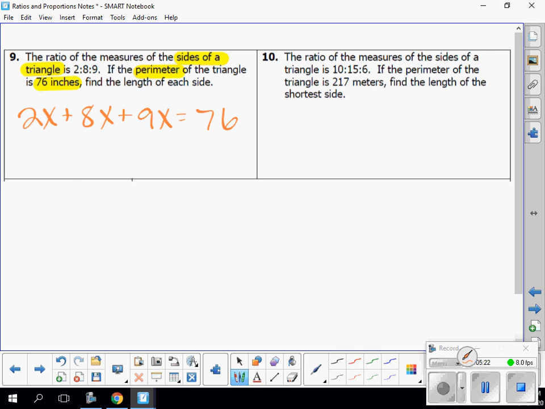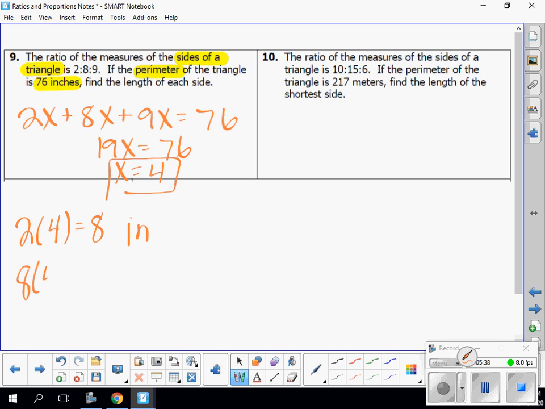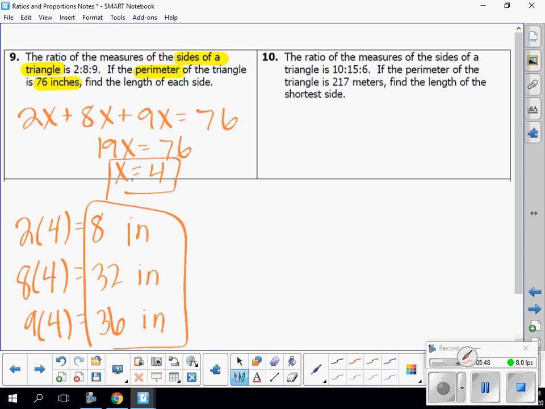So if we solve that out, and then they want the length of each side. And this is inches. So go ahead and pause the video and try number 10 on your own. You will be typing it in at the end.